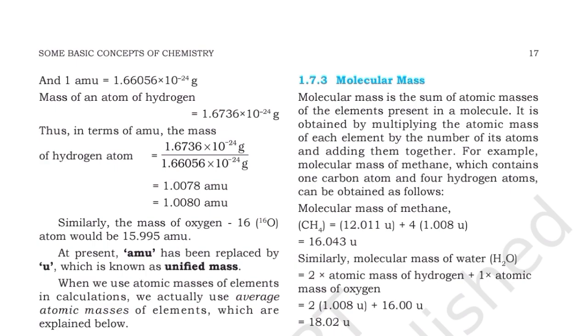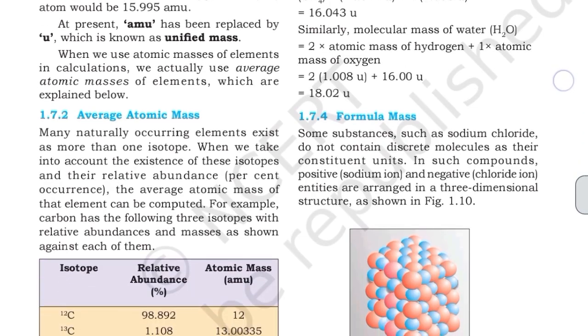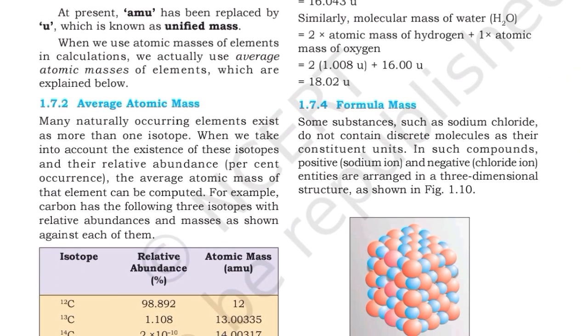Mass of an atom of hydrogen is equal to 1.6736 × 10^-24 grams. Thus, in terms of amu, the mass of a hydrogen atom is equal to 1.6736 × 10^-24 divided by 1.66056 × 10^-24, which is equal to 1.0078 amu. Similarly, the mass of an oxygen-16 or O-16 atom would be 15.995 amu. At present, amu has been replaced by u, which is known as unified mass.